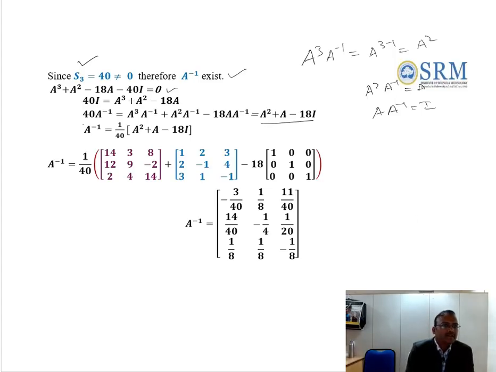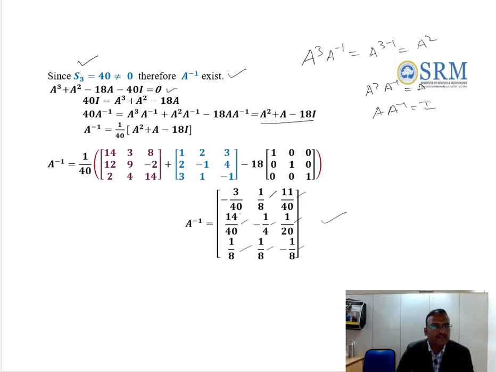I want A inverse, therefore divide this equation by 40, that gives 1 by 40 into A square plus A minus 18I. Already we have calculated A square, A and 18I, plug all these matrices here, that gives the nice matrix A inverse equal to minus 13 upon 40, 1 by 8, 11 by 40, 14 by 40, minus 1 by 4, 1 by 20, 1 by 8, 1 by 8, minus 1 by 8. Okay, it is easy to calculate. It is easy to calculate A inverse and any powers of a matrix by using the Cayley-Hamilton theorem. This is the application of the Cayley-Hamilton theorem.